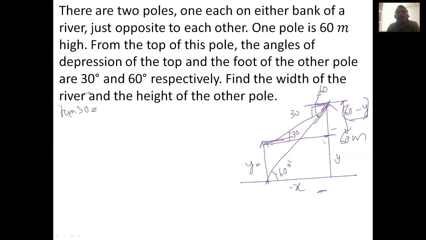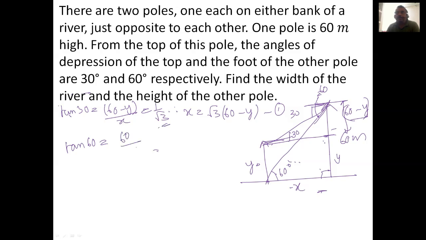Tan 30 is equal to 60 minus y upon x, and it is equal to 1 upon root 3. So therefore, we have x is equal to root 3 into 60 minus y. This is equation number 1. Now in tan 60, the bigger triangle, perpendicular upon base is equal to 60 upon base x, and you know that tan 60 is equal to root 3.